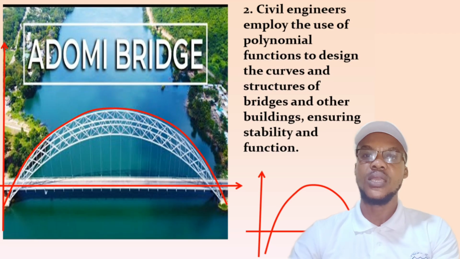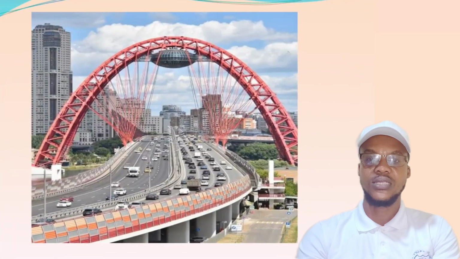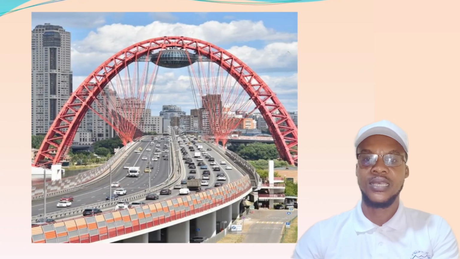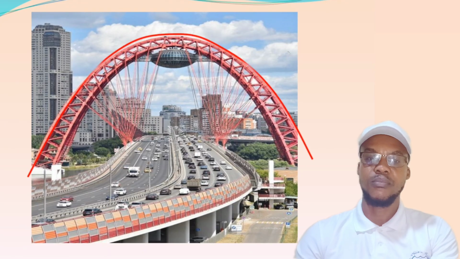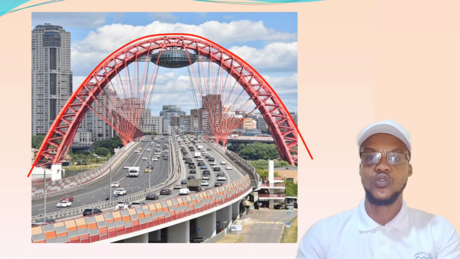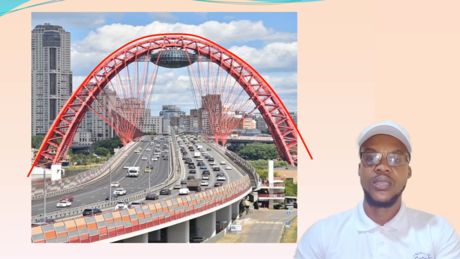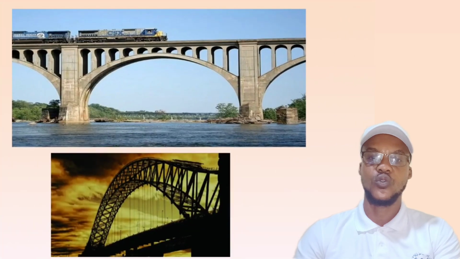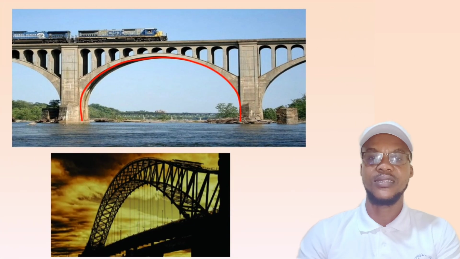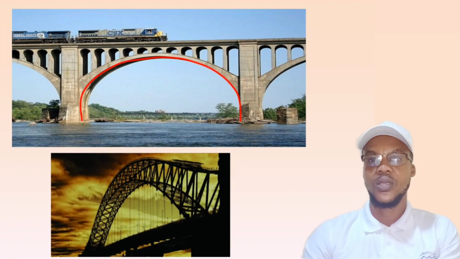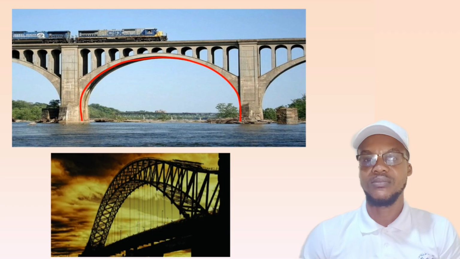So let's look at other bridges. You can see this beautiful picture here. This is a nice bridge, and all these things were built or constructed using polynomial functions. You can see the curve. This also models a quadratic curve, and then we have other bridges here, very beautiful. So you see the beauty of mathematics.